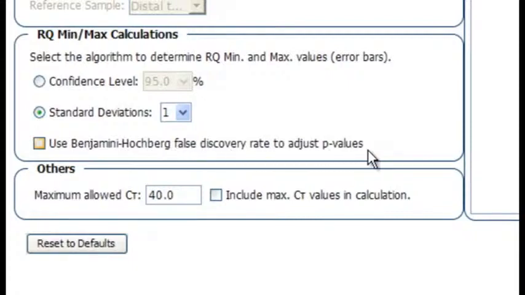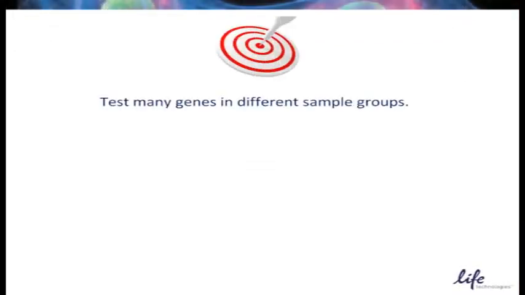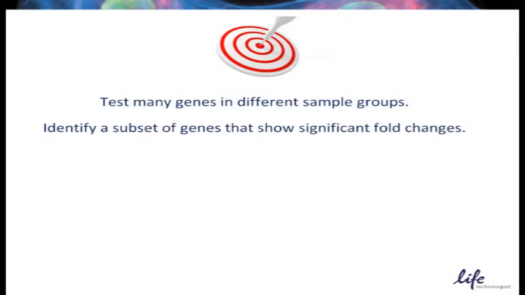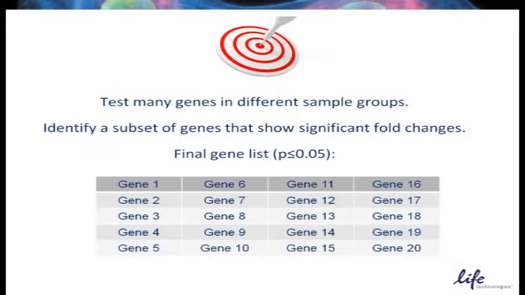Let's spend just a minute on this concept. Let's say the goal of our experiment is a fairly common one, to look at a large group of genes in our untreated and treated sample groups, and to identify a subset of genes that show a significant fold change difference. The final list, which we base on p-values, may consist of 20 genes. But probably not all of those genes will truly be significant.